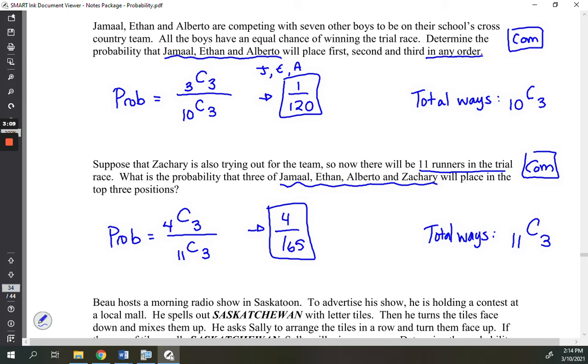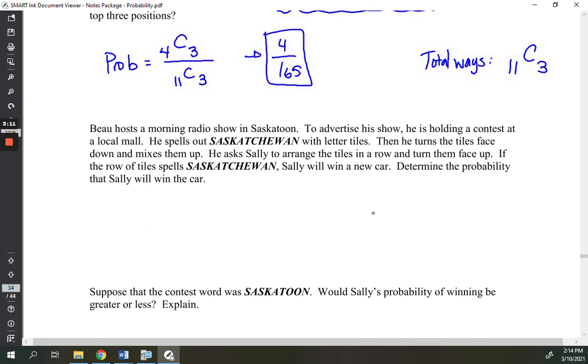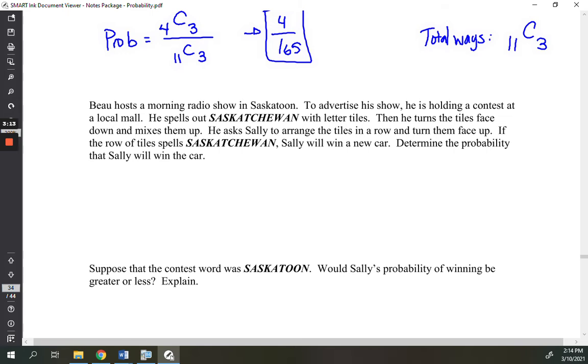Okay, let's try a couple more. I'll kind of skip around a little bit here. The next one says, Bo hosts a morning radio show in Saskatoon. To advertise his show, he's holding a contest at the mall. He spells Saskatchewan with letter tiles, just like Scrabble tiles. Then he turns the tiles face down and mixes them up. He asks Sally to arrange the tiles in a row, and then we're going to flip them over, and if she spells the word Saskatchewan, she gets to win a new car. We want to determine the probability that Sally will win the car.